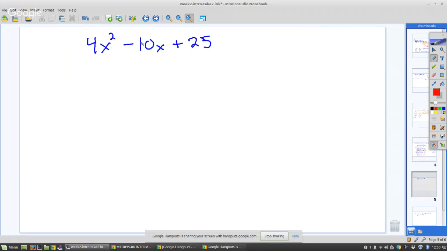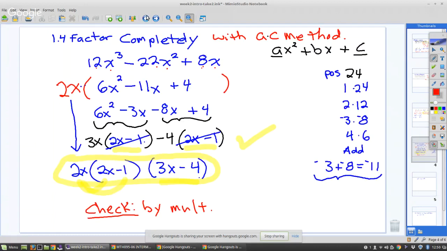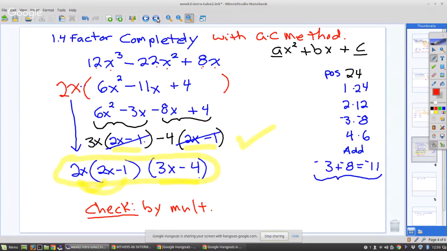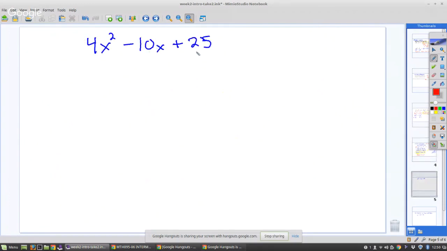So I said I would come back to the trinomial that was left over here, the second part from the sum of 2 squares. So I want to see if this factors using the AC method. So the first step in the AC method, excuse the background noise, is to see if there's a common factor. Is there something common to all 3 terms? And the answer is no, there's not. So then I go straight to the AC method. 4 times 25 is 100. That's my AC.